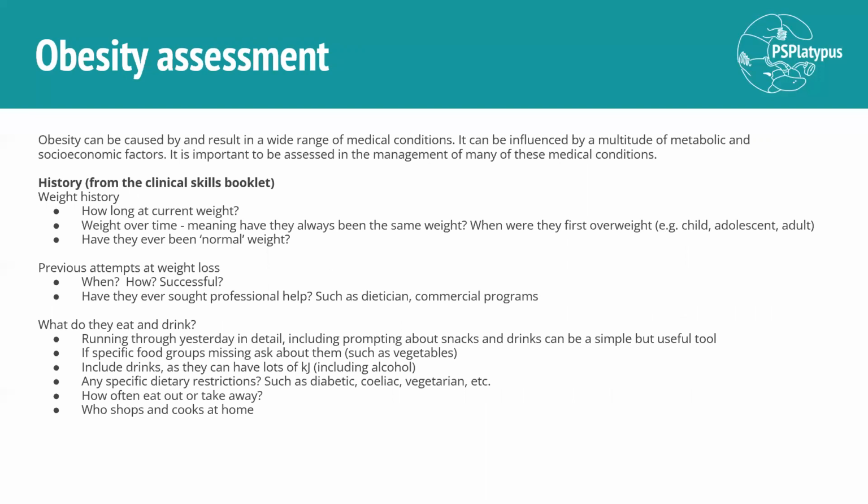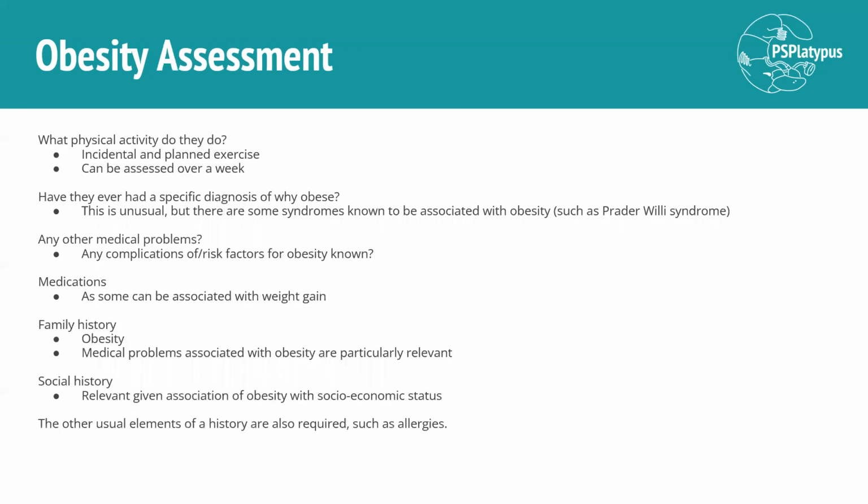So in terms of history, you want to take a weight history from the person, asking the questions we've got listed there. You just want to ask about previous attempts at weight loss, as well as asking about their diet. So that can be quite difficult. So you sometimes just want to ask them about what they've done in the previous day, asking about certain food groups, any restrictions they have, questions like that, as well as their exercise, which can also be assessed over a week.